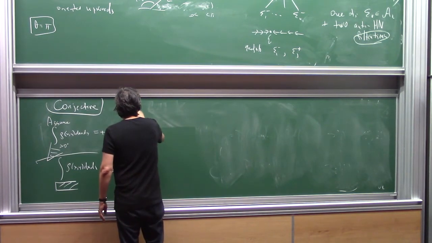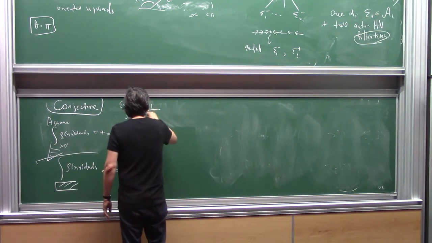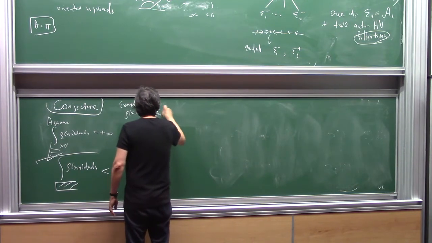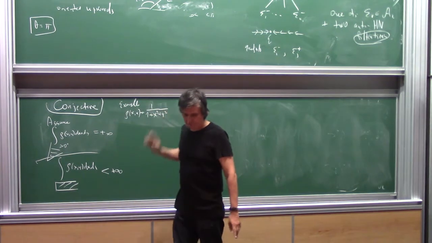Rho of x, y is 1 over 1 plus x squared plus y squared. The simplest example.